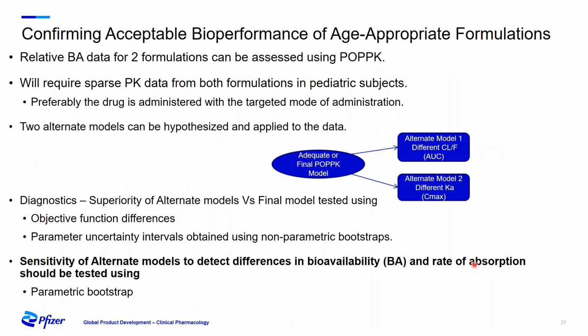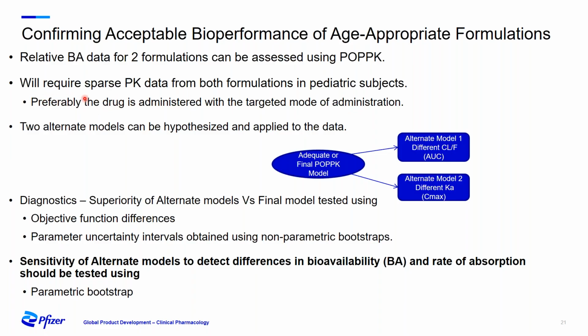So this is the example I wanted to quickly talk about. This is using a population PK approach where you can generate relative bioavailability data in pediatric populations. And this can of course be applied as long as you have PK data for both those formulations in pediatric subjects. There are some technical terms I will try to explain to the best of my abilities; these are pharmacometric approaches. But these are very powerful tools which will allow us to estimate bioavailability of two different formulations in the target population.